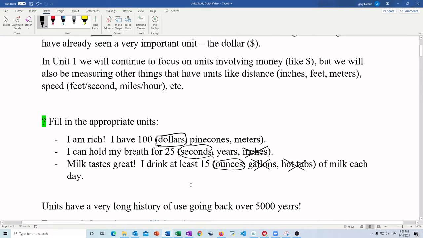So, at this point, that's units. You just got to be able to remember that they exist and we need them, and pick out the right ones, if you're going through a problem and you don't have them attached to the number.